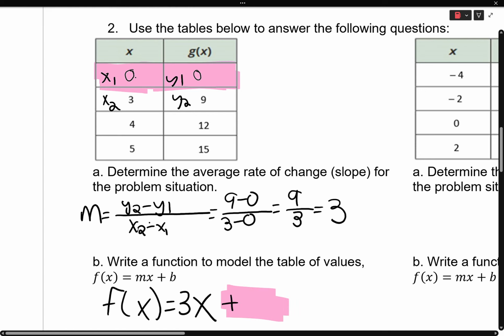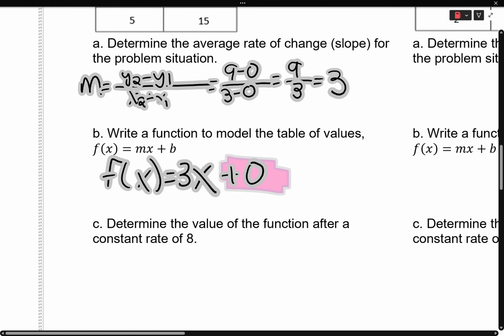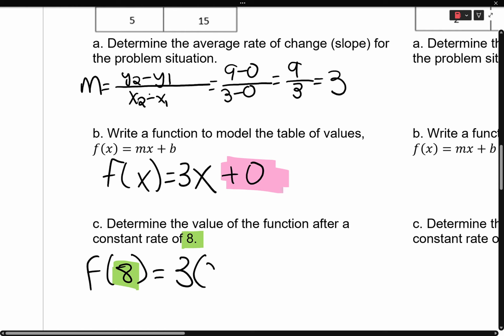For letter C, I'd like to determine the value of the function after a constant rate of 8. So that's f of 8 equals 3 times 8 plus 0. And that's 24. Fantastic.